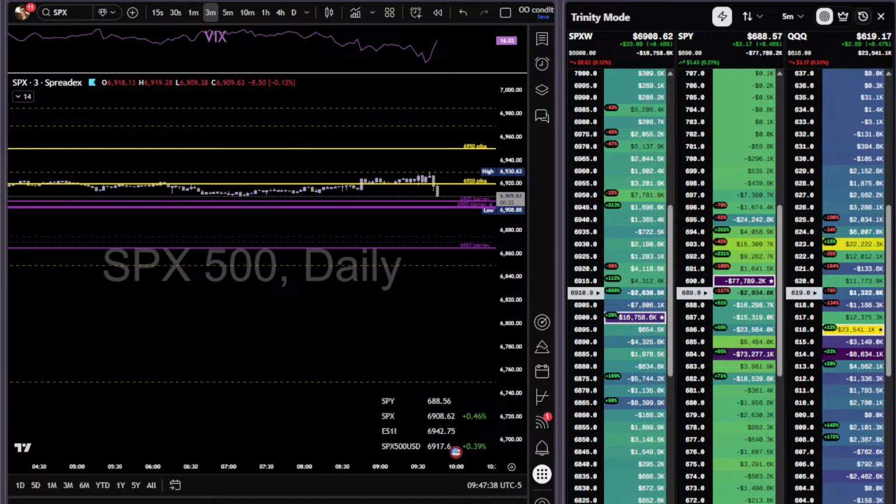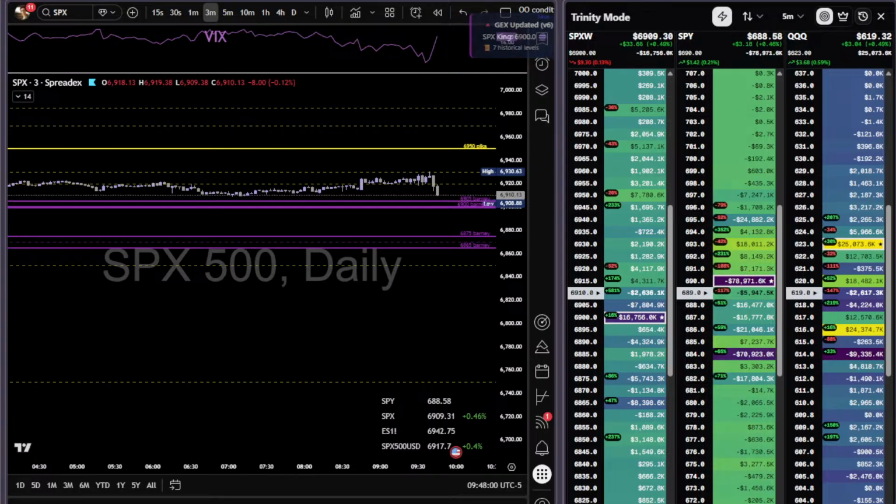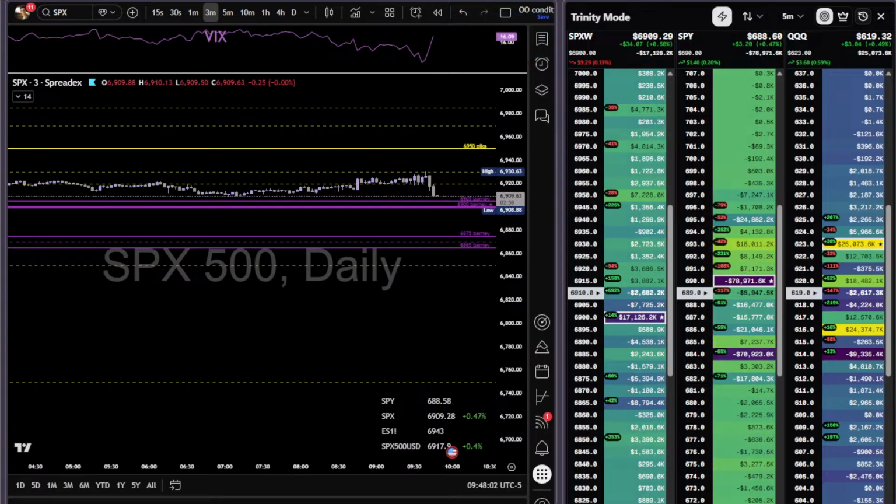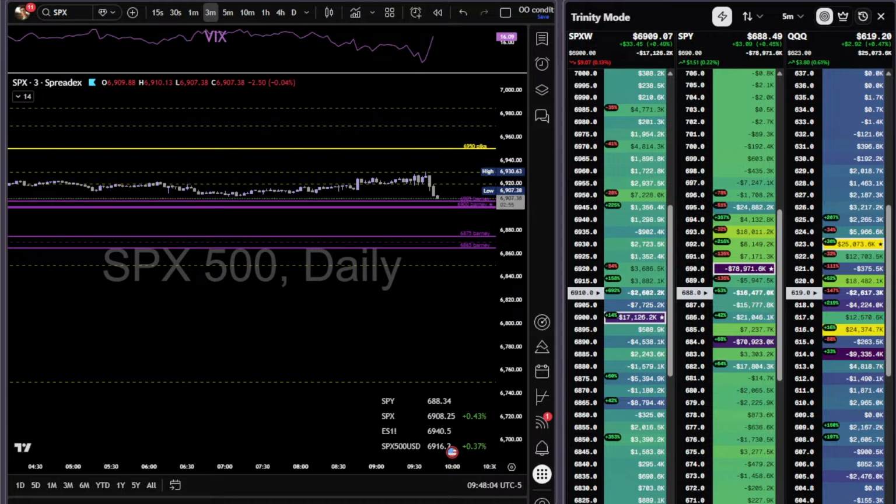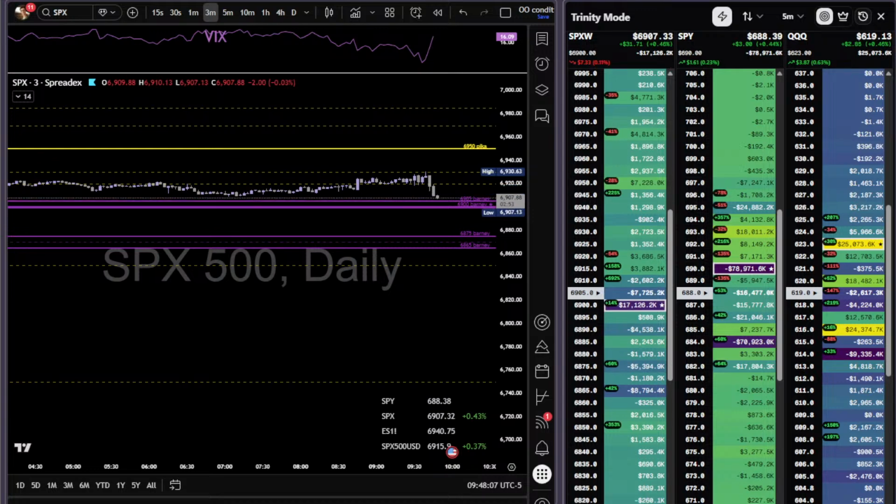Alright, here we come. We're coming down here. So we're down 619 on Qs, 688.60. I don't like the looks of that. But 6900 looks like a good bouncing spot for SPX, unless SPY pulls it further down. And we don't have anything on Qs till 617.